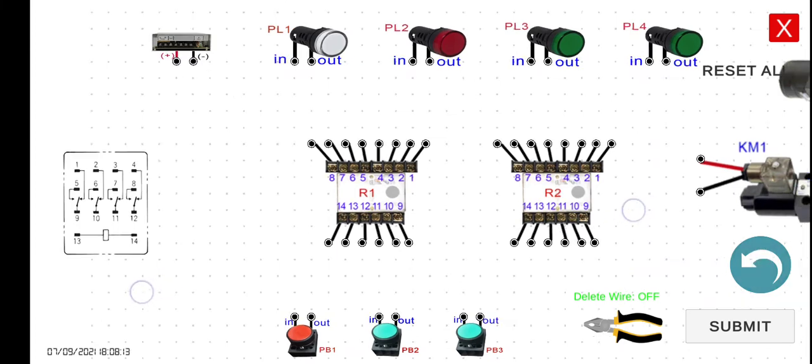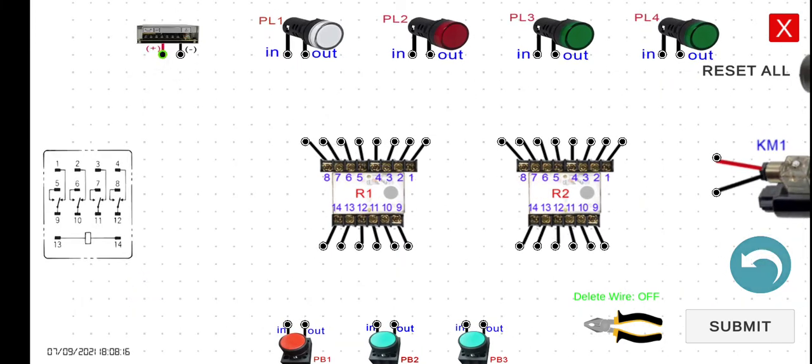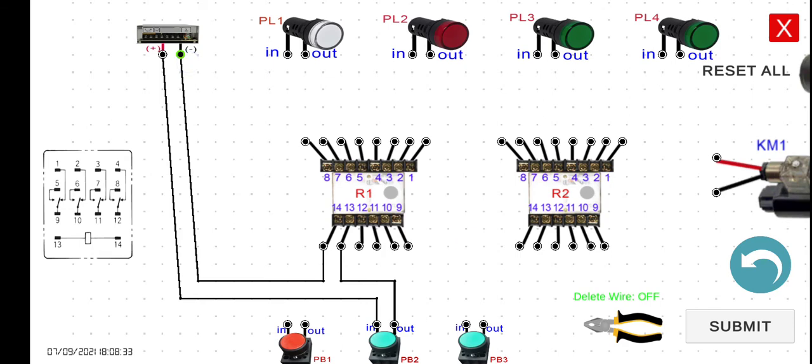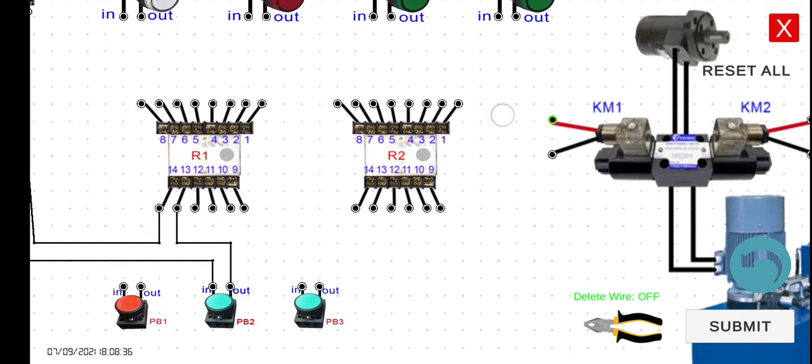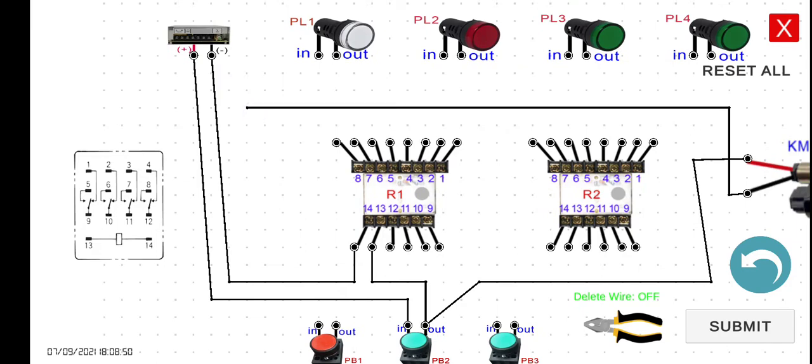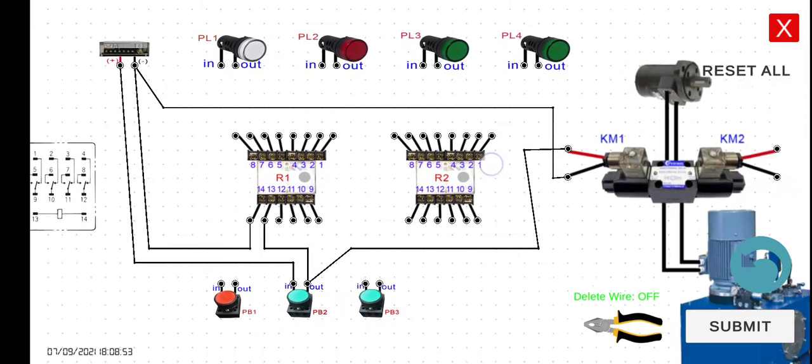So again, the positive, that one. And then 13, and then the 14 to the negative. And then this positive here should be connected to the out of the PB2. Then this one is connected to the negative of our power supply. So I think that's the connection there.